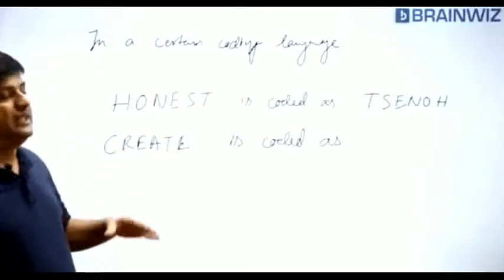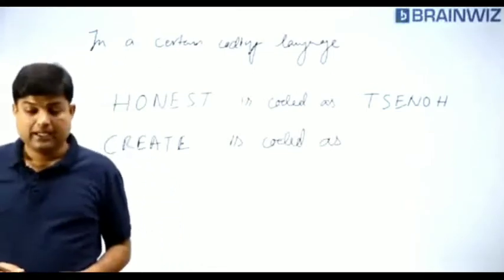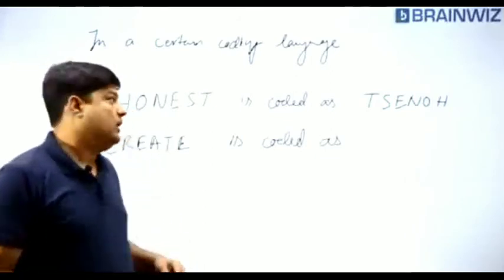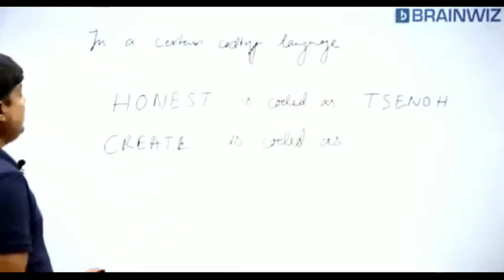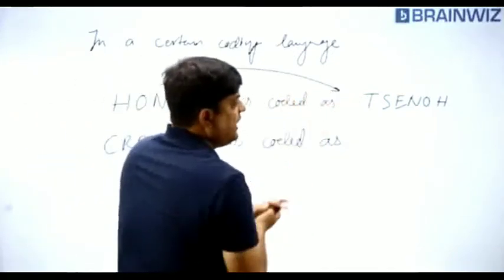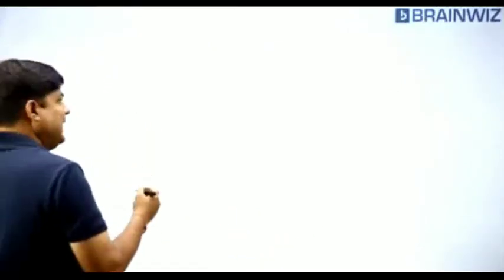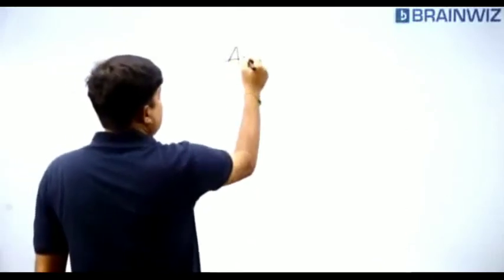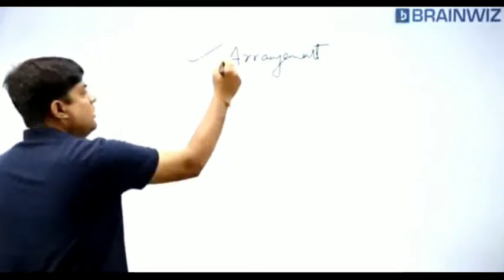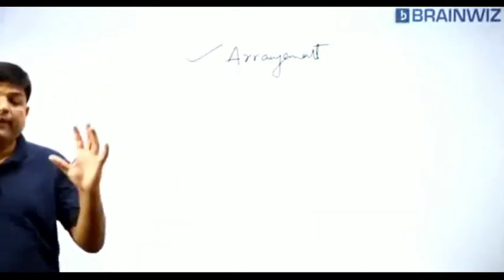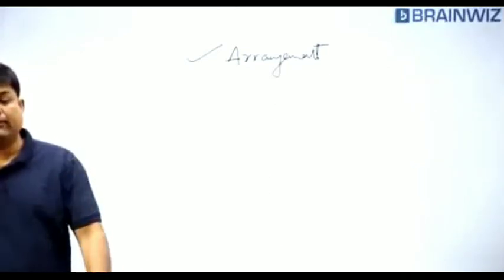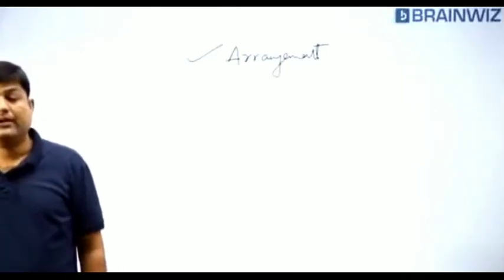So what model is this? Let me just try to tell you once again. Answer is not important. We are supposed to learn the model. So whenever you find the same letters in a coding language, we call that the arrangement model. Remember, what model do we call it? Arrangement model. Whenever you find the same letters, your brain should tell you, sir, this is somewhere related to the arrangement model. Are you understanding, everybody?